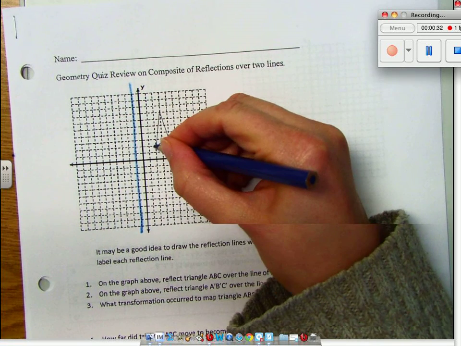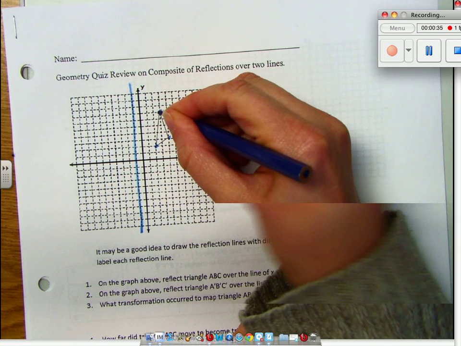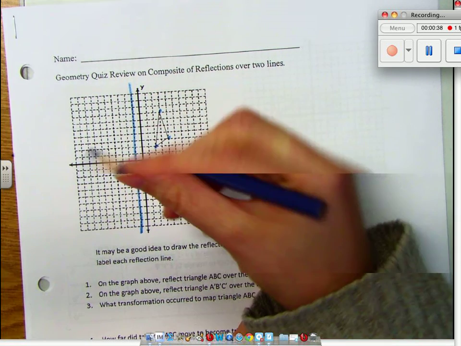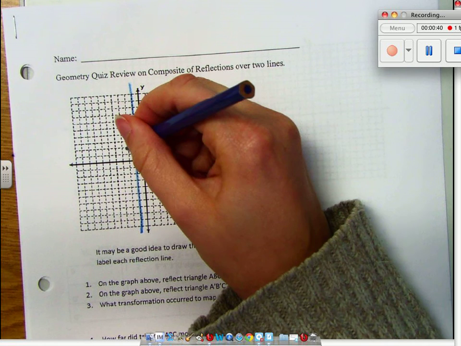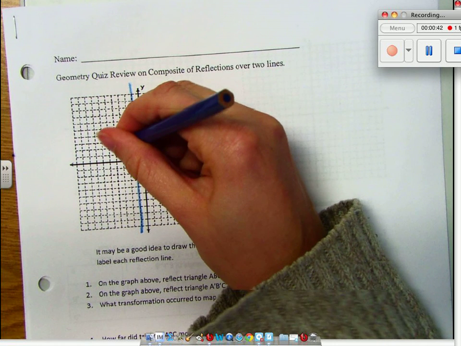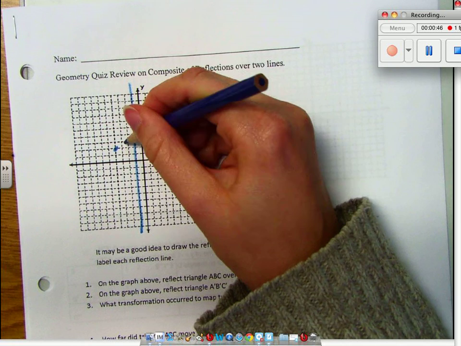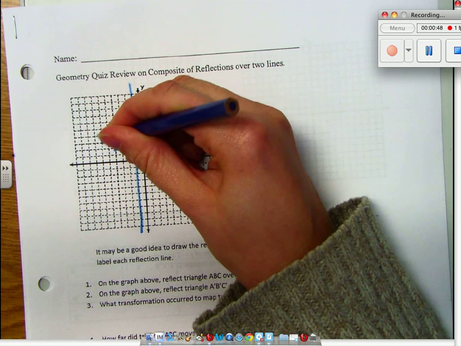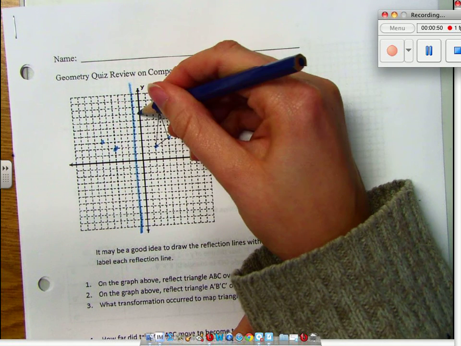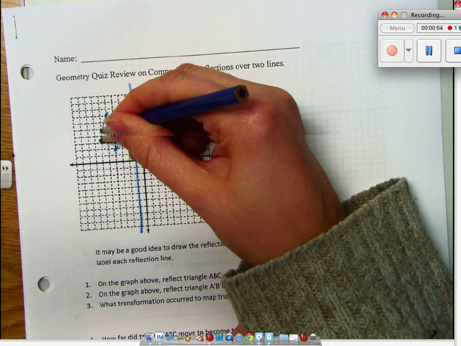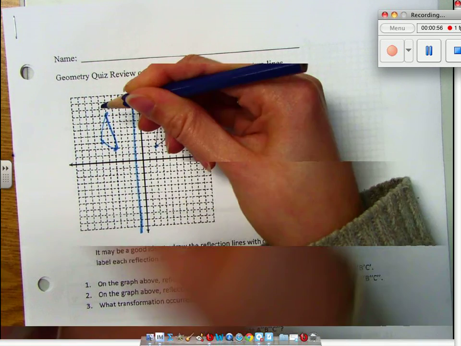Now these points aren't as sharp. They'll be clearer on your quiz tomorrow, okay? We go over 3, so we go on the other side. 1, 2, 3. We went over 3, 4, 5, so we go over 3, 4, 5. We went over 1, 2, 3, 4, so we go over 1, 2, 3, 4. That is our first reflection.